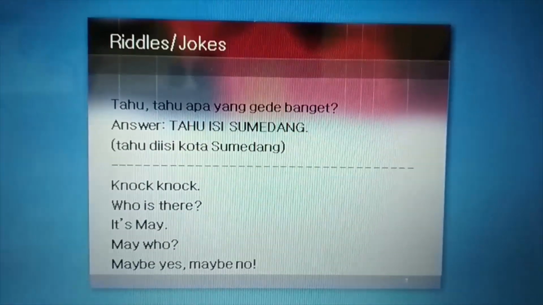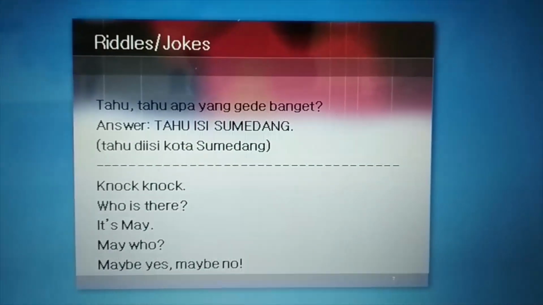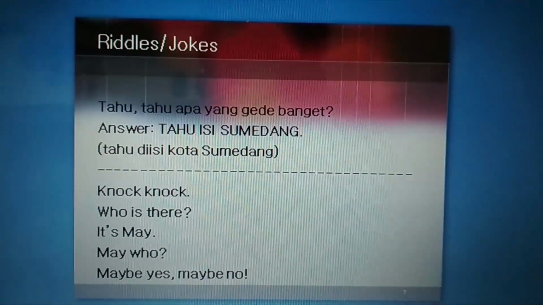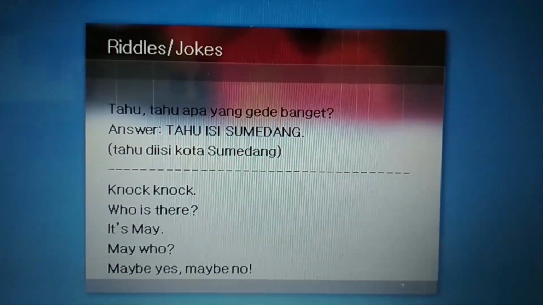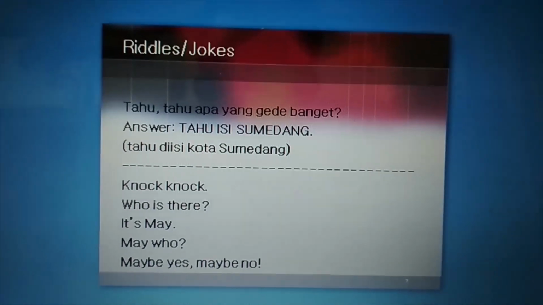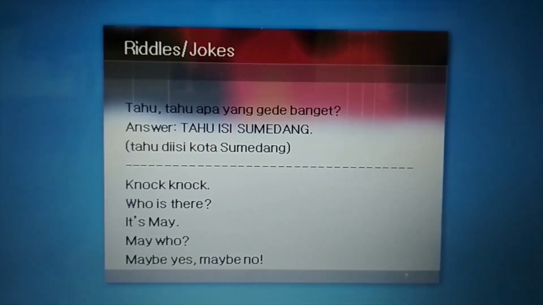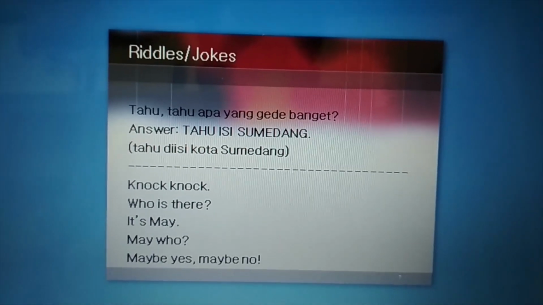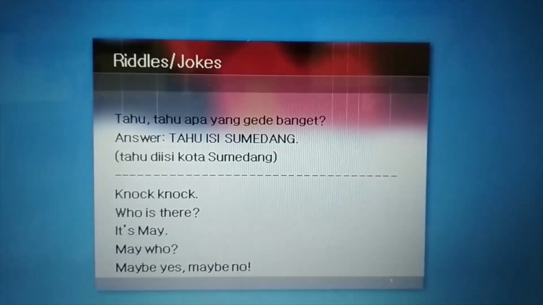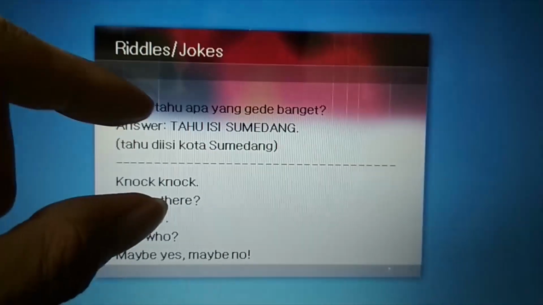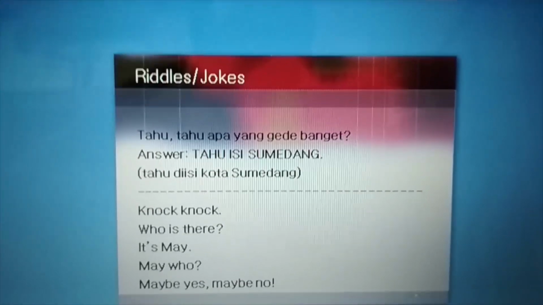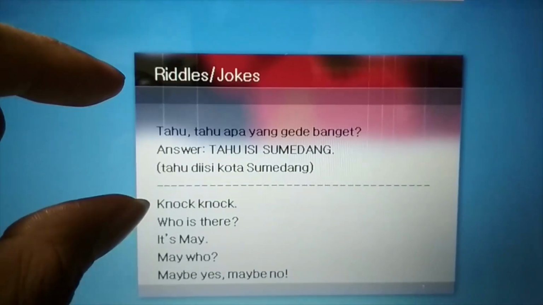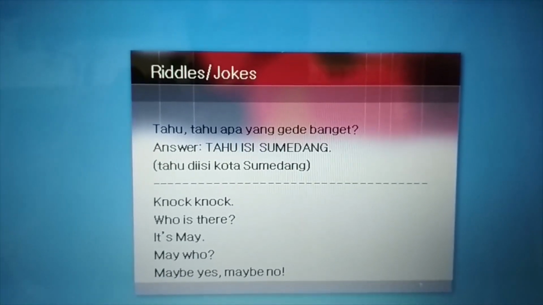Based on these riddles or jokes, I think we can know the real meaning of metalinguistic awareness. For example, in this riddle, "Tahu apa yang gede banget?" I use bahasa Indonesia here, and the answer is "tahu isi Sumedang." The understanding of this riddle is called metalinguistic awareness. Jadi pemahaman mengenai tebakan inilah yang kita sebut sebagai metalinguistic awareness.